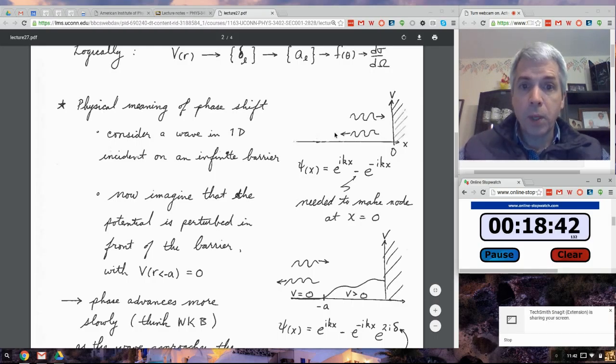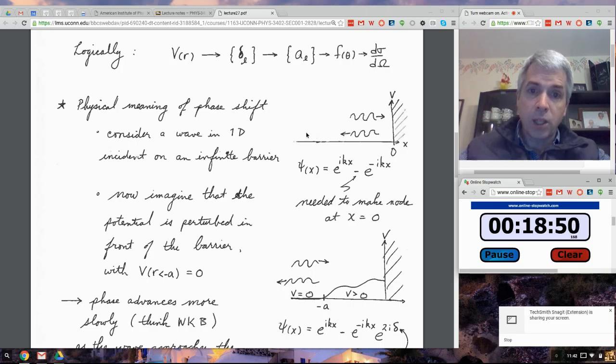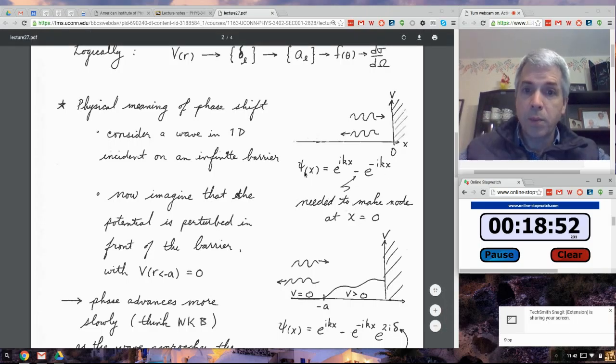Physically, you picture the particles coming in, having 100% reflectivity, and coming right back out, moving with the same speed in the opposite direction. Here's the wave function. Everybody knows how to do that. You construct it out of two pieces with equal amplitude, e to the ikx and e to the minus ikx. By putting the minus sign in there, we assure that we have a node at x equals 0.